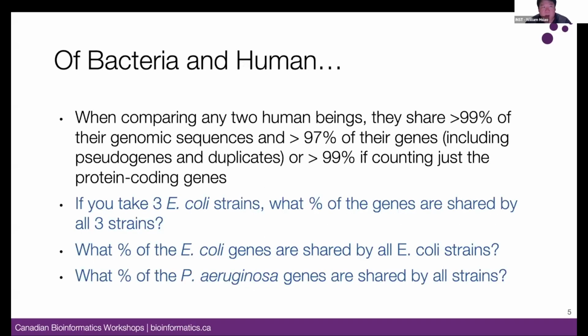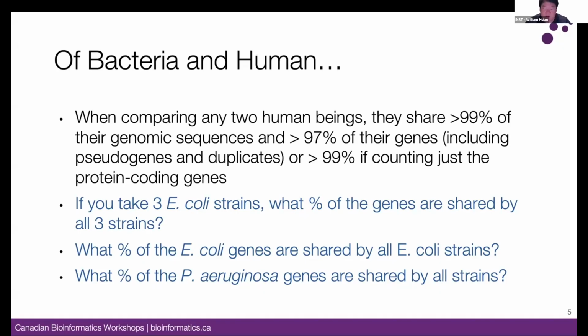So when we compare any two human beings, they share 99% of their genome sequences and 97% of their genes, if you count all the duplicates and all the pseudogenes. Or if you're only counting protein coding genes, then that's greater than 99%. Right. So on the other hand, if you take three E. coli strains, what percent of the genes are shared by all these strains?